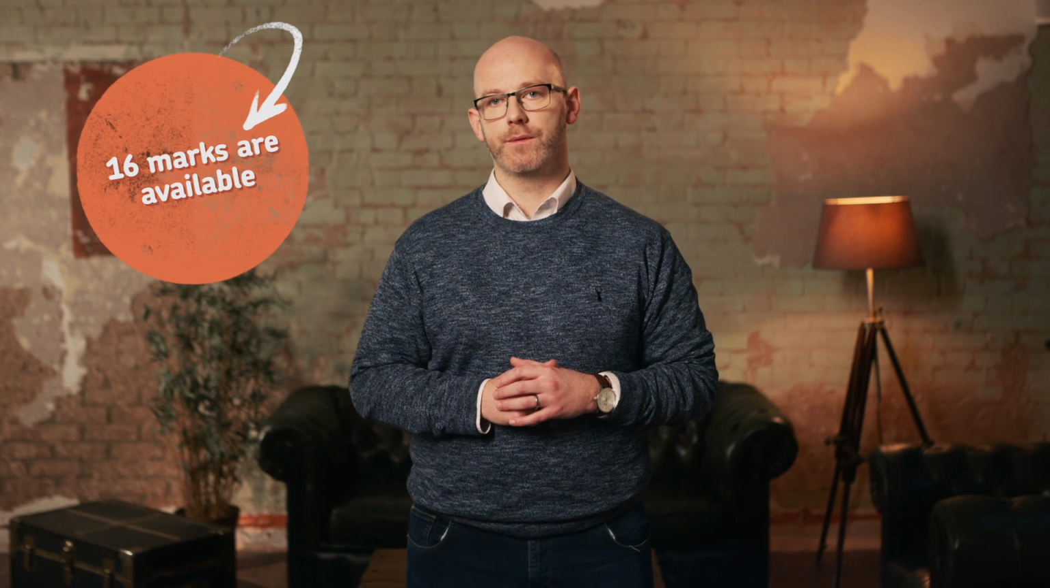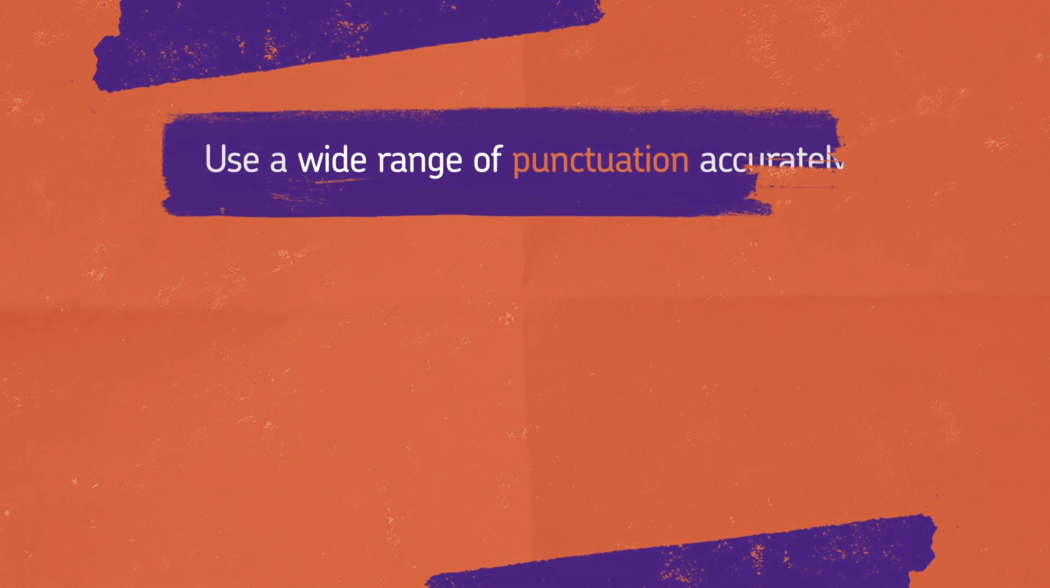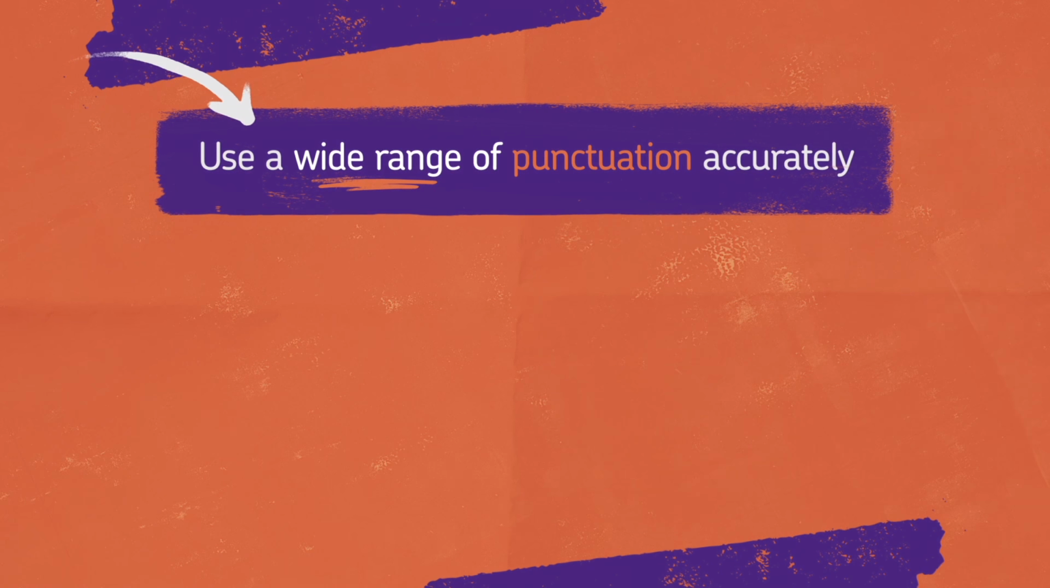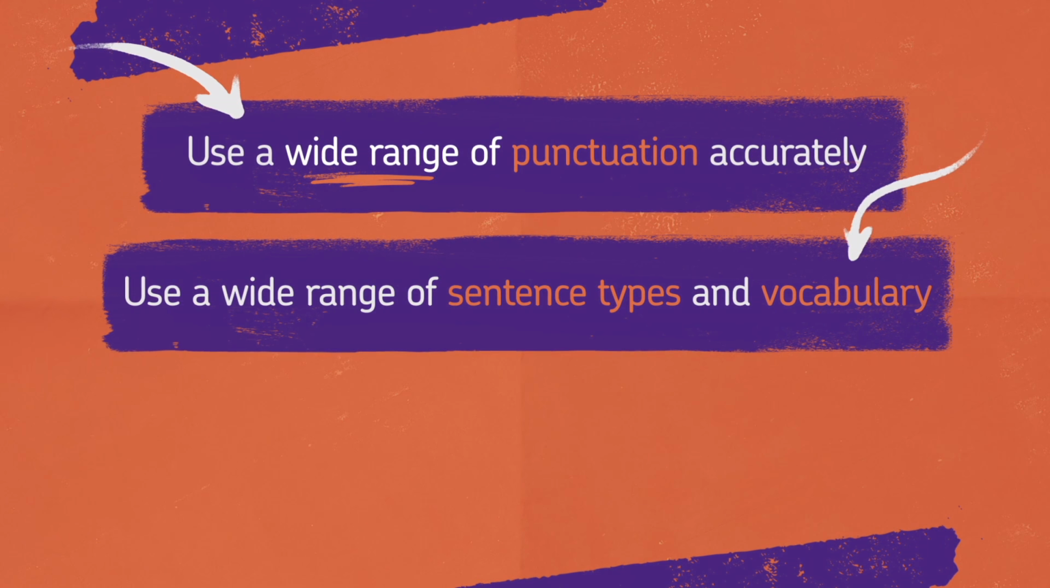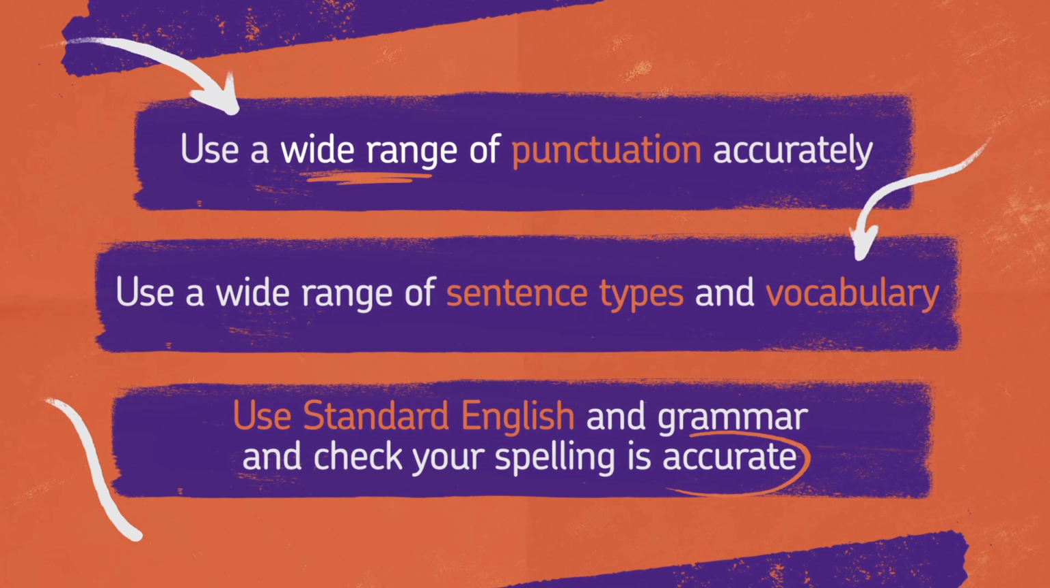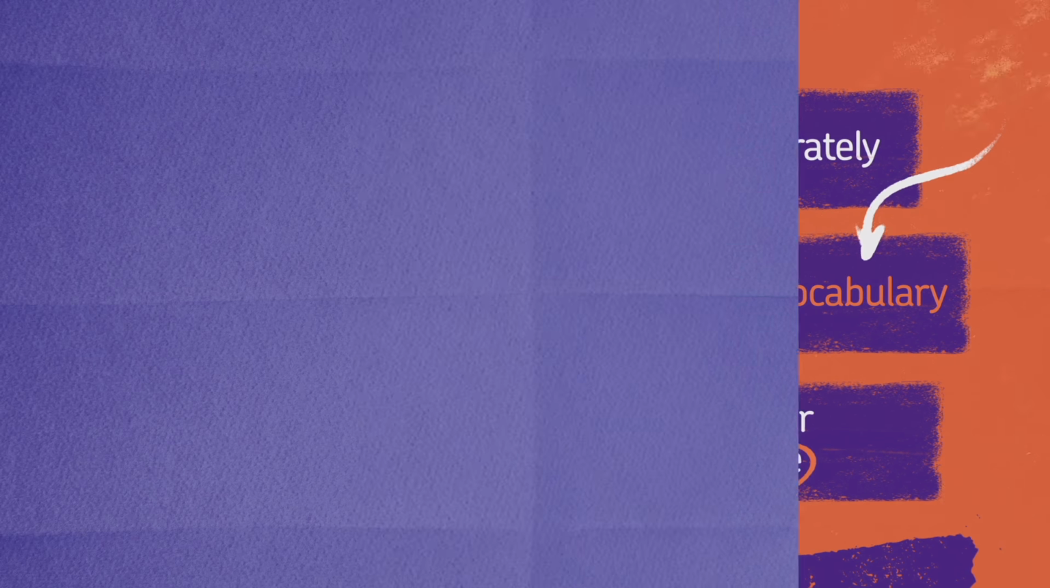16 marks are available for technical accuracy. Make sure that you use a wide range of punctuation accurately, use a wide range of sentence types and vocabulary accurately, and use standard English and grammar, and that your spelling is accurate.